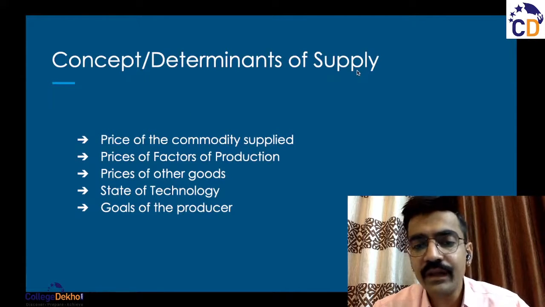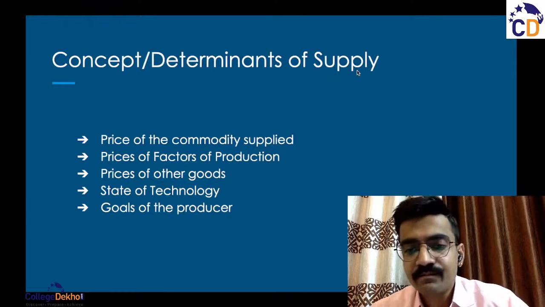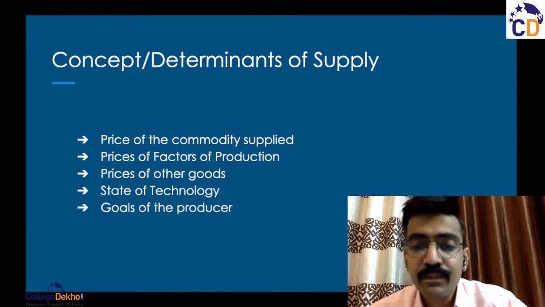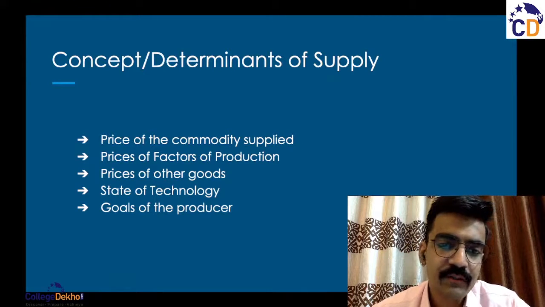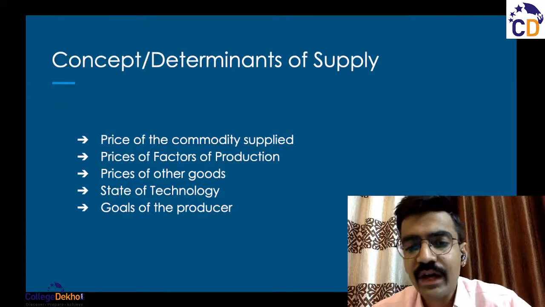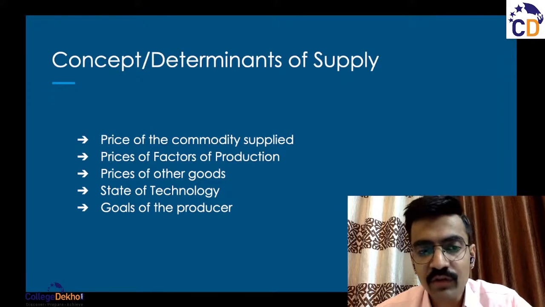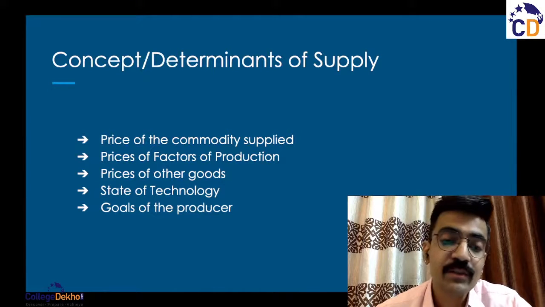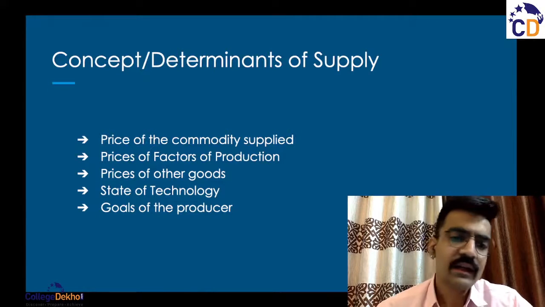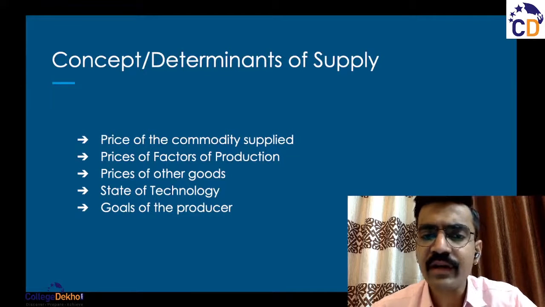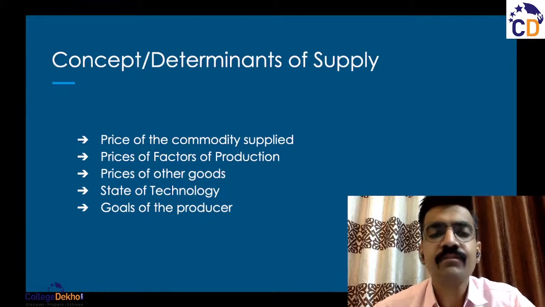Whatever the prices of these factors of production, of these raw materials are, they also determine the supply, in a way that a rise in the prices of these factors of production may discourage the production and supply of the commodity. So not just the production, but also the supply. Let us understand this with a very relevant example of the past.